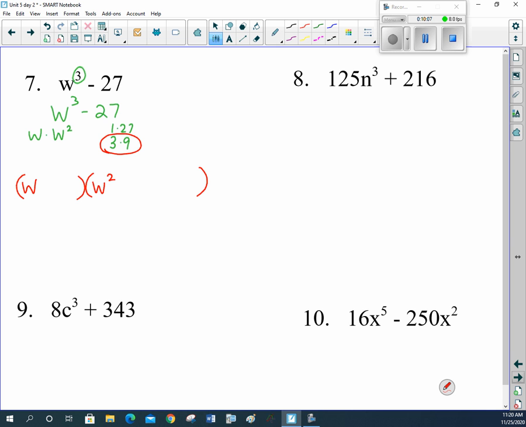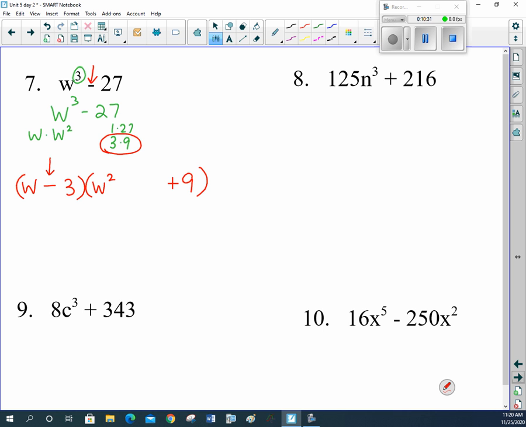So same thing with the 3 and the 9. The 3 is the smaller one. It's going to go in the smaller parenthesis or on the left. And then the 9 is the bigger one, so it goes on the end. Okay, now because this original sign was a negative right here, this sign right here is going to be negative always. And then this sign on the end is always going to be positive.